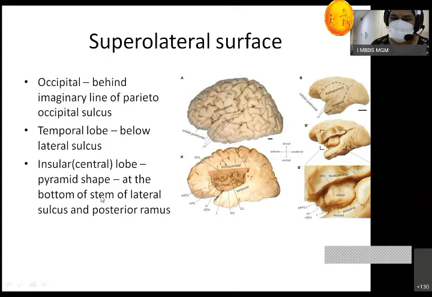This central lobe is pyramidal in shape and it lies at the bottom of the lateral sulcus. So I told you we will have to separate the lips of this lateral sulcus, and we will be able to see the insula or insular lobe. So here we are trying to separate this lobe, and inside will be the insular lobe.